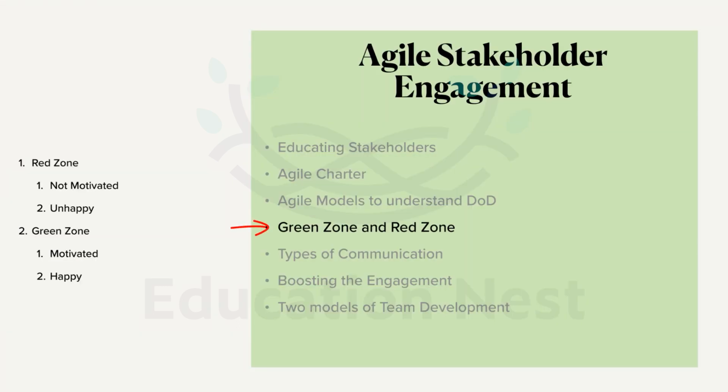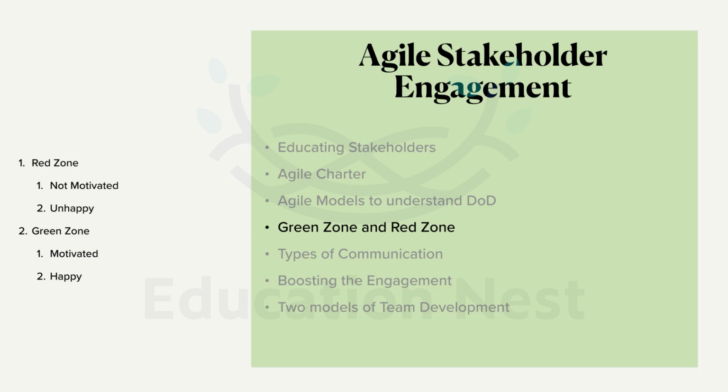Green zone and red zone. Basically, green zone people are the happy ones, right? They are the people who are happy with the agile processes. They may not be happy in life, right? Jokes apart, everybody should be happy. But the green zone people are the ones who are actually adhering to all these agile practices, who are always motivated, who are happy to work in the agile way.